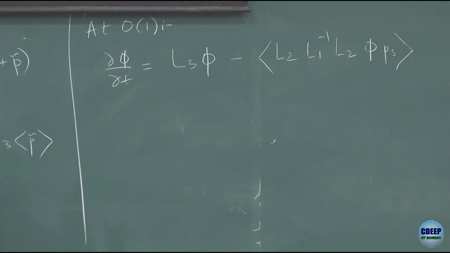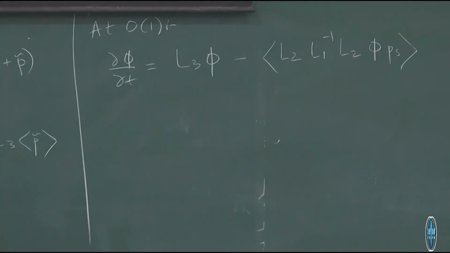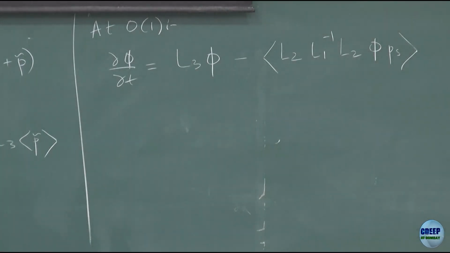Okay, looks good. So now I know what L2 is. It's d by dx b alpha. I don't know what L1 inverse is. That is the catch.